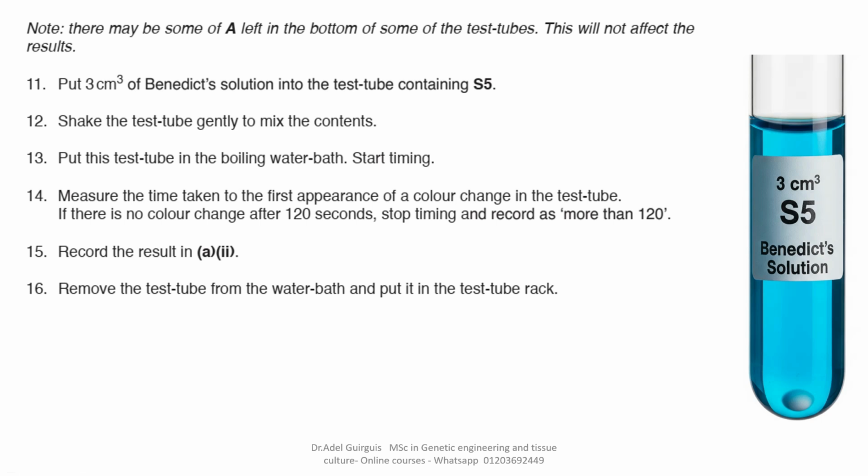Start timing with your stopwatch. Measure the time taken to the first appearance of a color change in the test tube. If there is no color change after 120 seconds, stop timing and record as more than 120. Record the result in II.